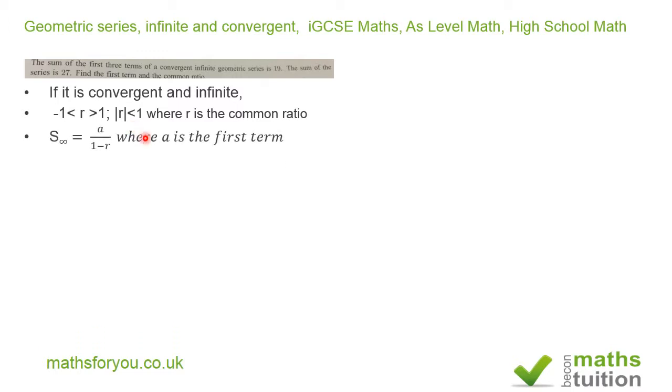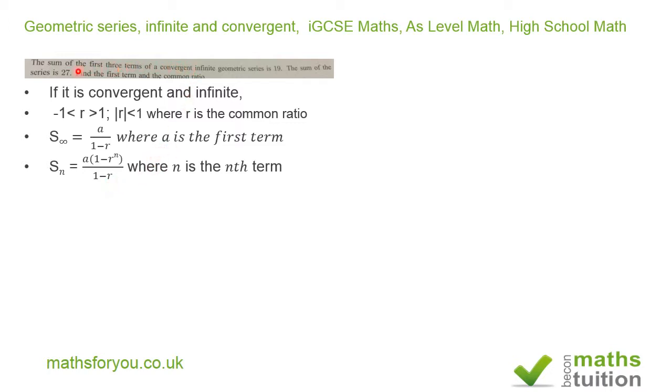Okay. The other thing to bear in mind is that the sum to infinity is the first term divided by the difference of 1 and the common ratio. In other words, a divided by 1 minus r. And a is the first term. And the sum of n terms would be something like a into 1 minus r raised to the power n divided by 1 minus r.